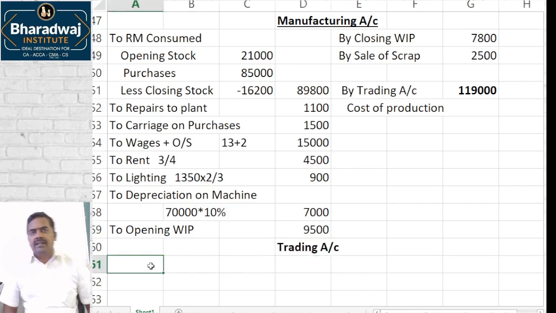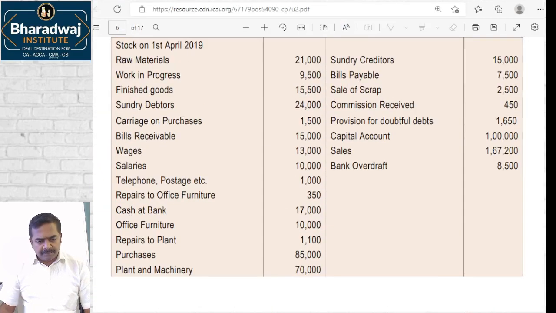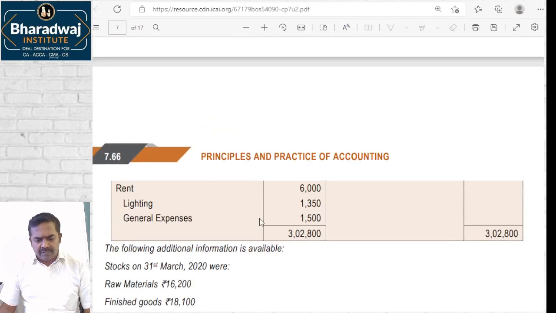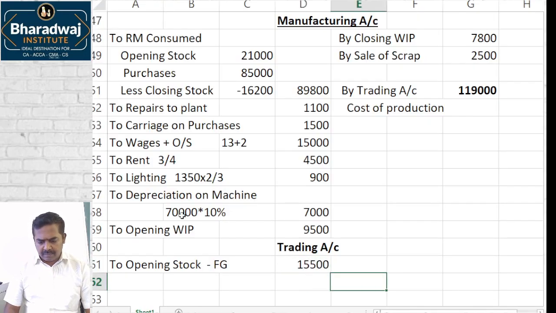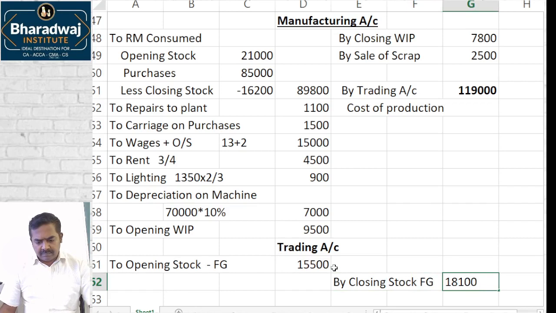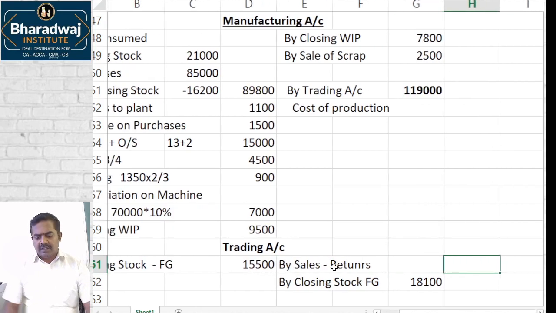For example, you must write a proper title: manufacturing account for the year ended, trading account for the year ended, all written properly. To opening stock of finished goods. See how much opening stock of finished goods there is. 15,500. Closing stock is given in the adjustment, 18,100. Yes, charge the general expenses fully to the P&L account. Sales minus returns, adjust the returns and then record it. Sales minus returns.